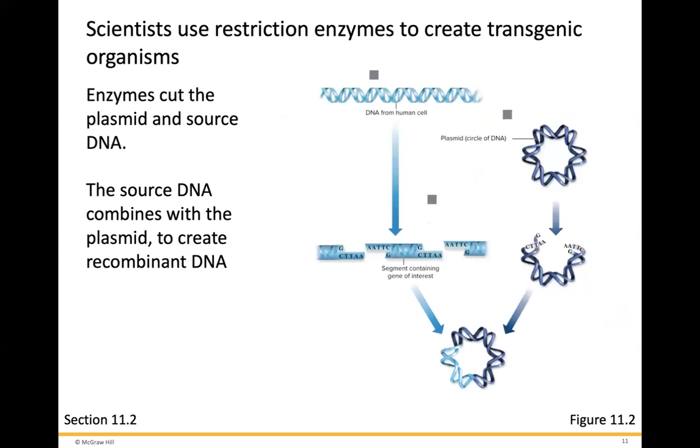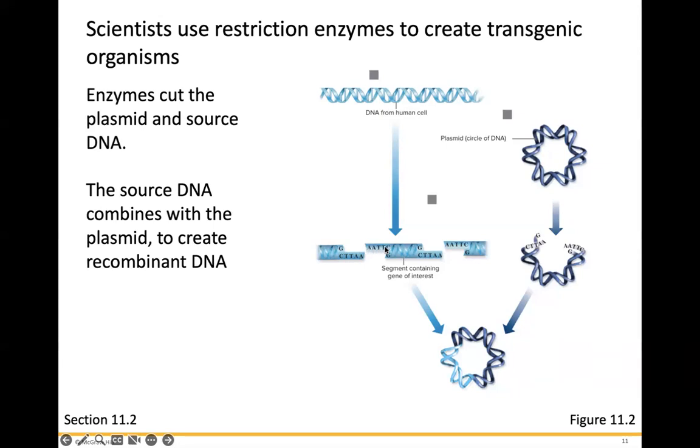Scientists will then use restriction enzymes to create transgenic organisms. These restriction enzymes will cut the plasmid and the source DNA, creating what's referred to as sticky ends. So here we have a segment of the DNA that we're going to insert, and you can see it's been cut, creating what we refer to as a sticky end, which is this little overhang. On the plasmid, you also use the same enzyme to cut the same sequence, and it will also create a sticky end.